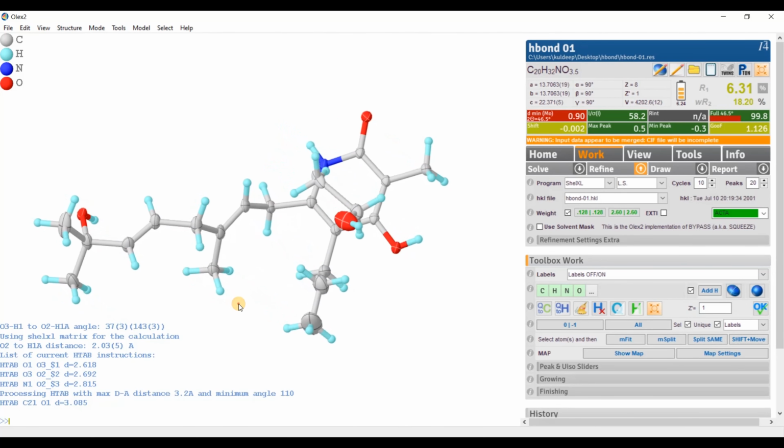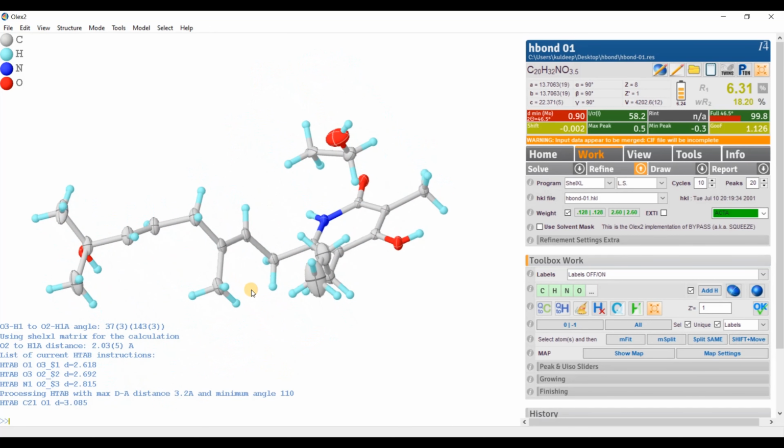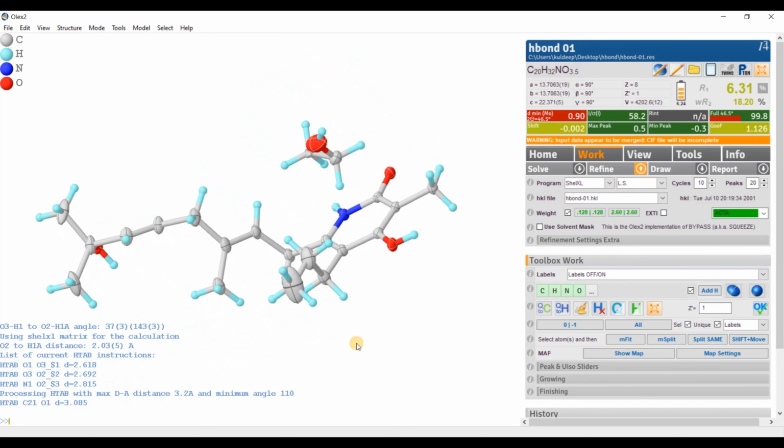You can label them. You can calculate the ESD on these hydrogen bonds. Hope it will help, and thanks for watching the video.